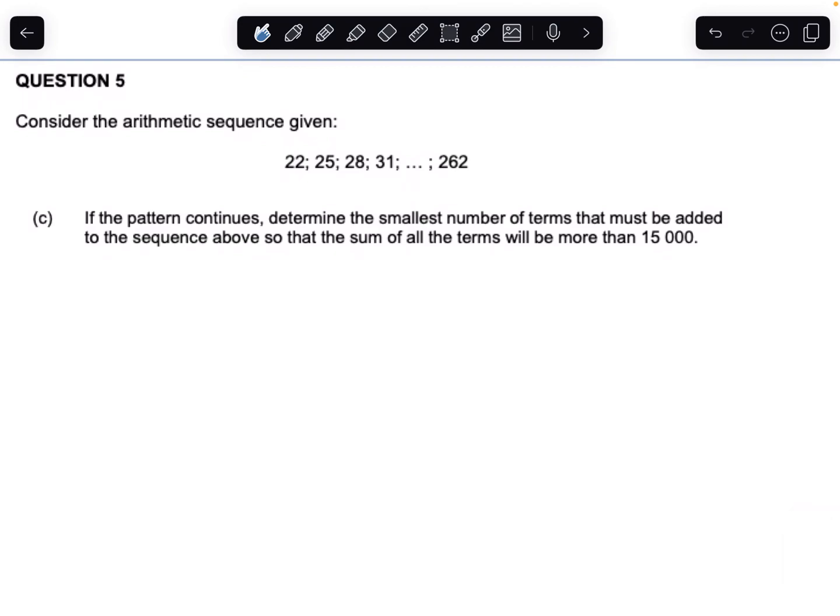Determine the smallest number of terms that must be added to the sequence above so that the sum of all the terms will be more than 15,000. Oh, interesting. So if we are to continue beyond 262, what is the smallest number of terms that must be added so that the sum of all the terms will be more than 15,000? Okay, so my feeling here is, let's figure out what the sum of these terms is so that we can see how far we are from 15,000. Then I'm going to consider the pattern that continues. Well, do I really?